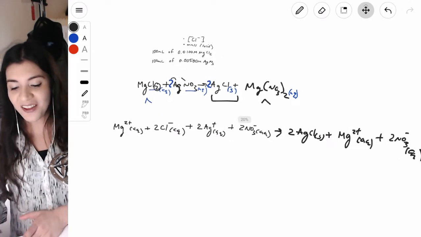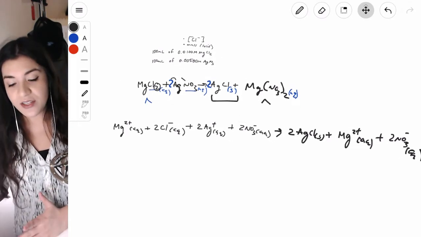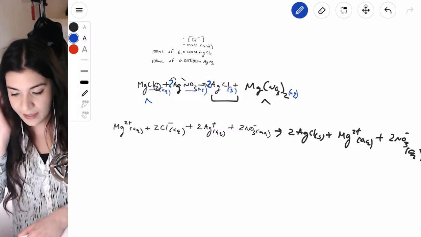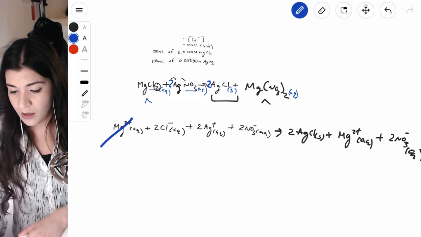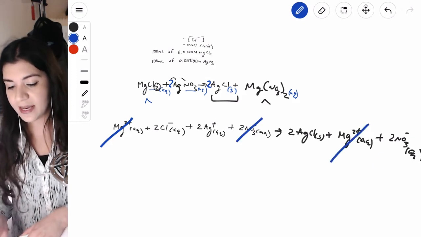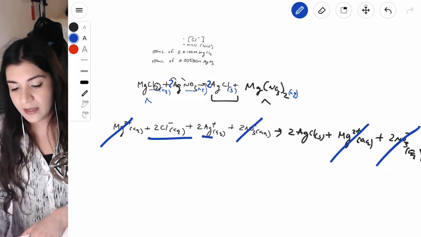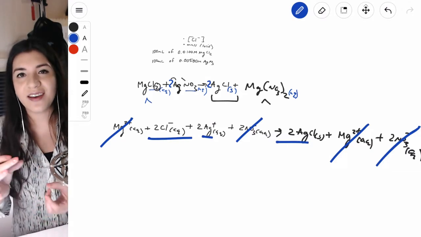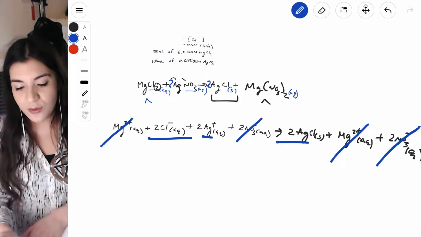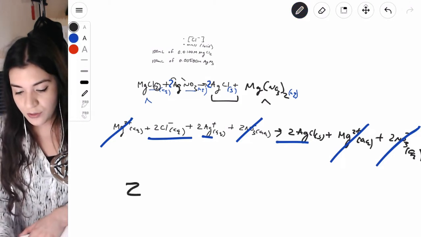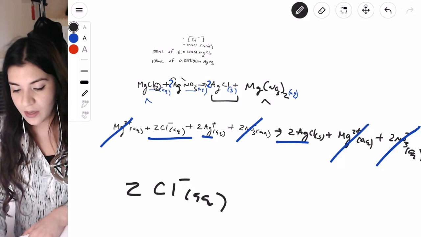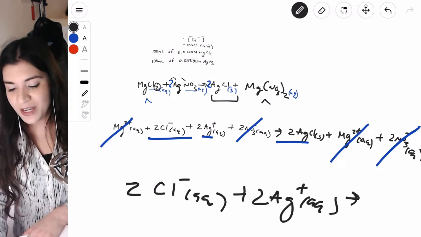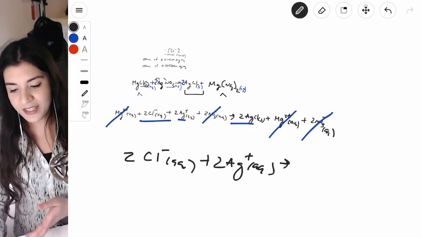Okay. So now let's cancel our spectator ions, so anything that basically is the same on either side. So I'll cancel out the magnesiums. Well, we could also cancel out the nitrates, and that's about it. So whatever ions remain are those that combine to form your solid. So in this case, we would be left with 2 chlorine ions plus 2 silvers. And this is going to help us because we want to figure out the concentration of chlorines.